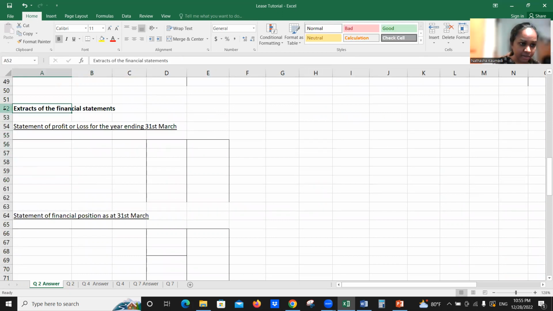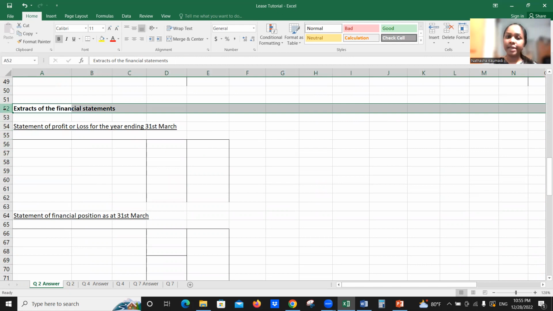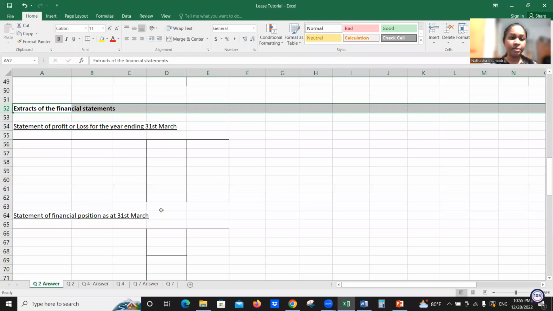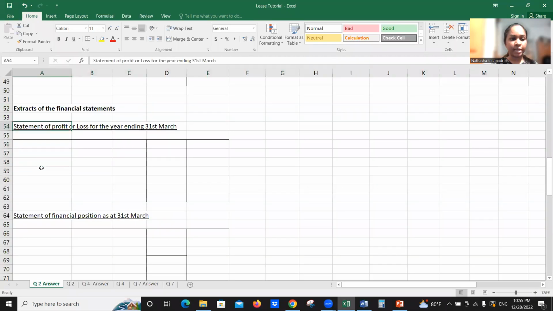Okay, now we'll move on to how to do these extracts of the financial statements. Now in the second part, it requests extracts of the financial statements of the lessee for the year ended 31st March 2022. So the statement of profit or loss for the year ended 31st March and then the statement of financial position you can prepare. What is coming under the profit or loss statement?